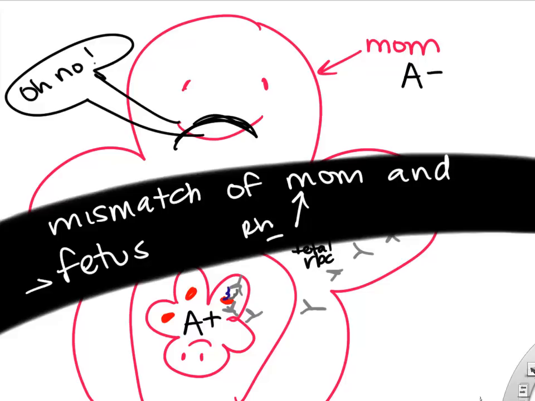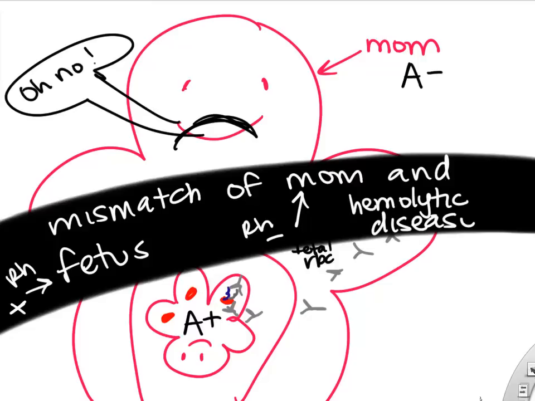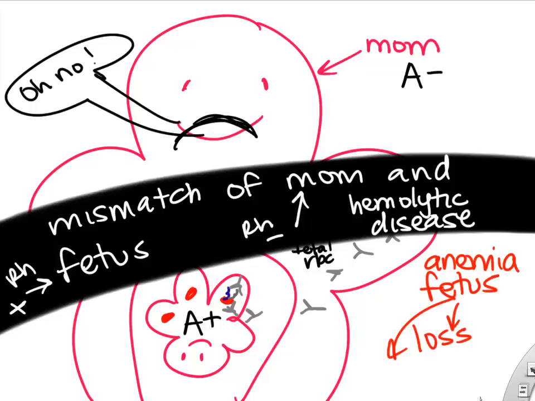So in the case of a mom and a fetus, if the mom is Rh negative and the fetus is Rh positive, it can actually cause this hemolytic disease, which can cause destruction of red blood cells in the fetus, causing loss of the pregnancy or sometimes an injured baby.